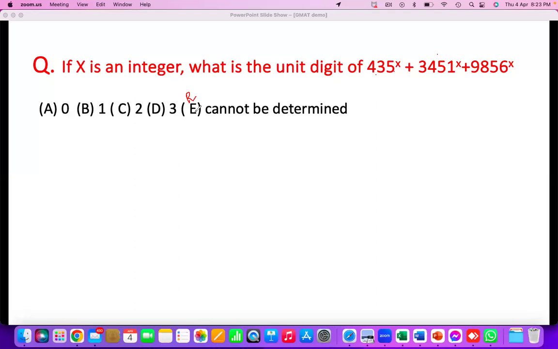It's not that. You understand unit digit? For example, let's say I say 31. What is the unit digit here? 1. And 3 is the tens digit. B is the answer. What is the answer? B. Okay.